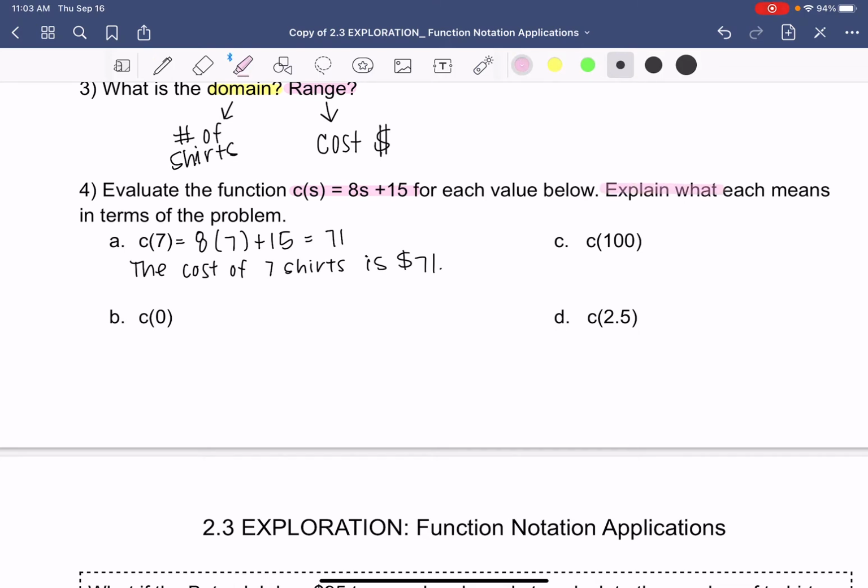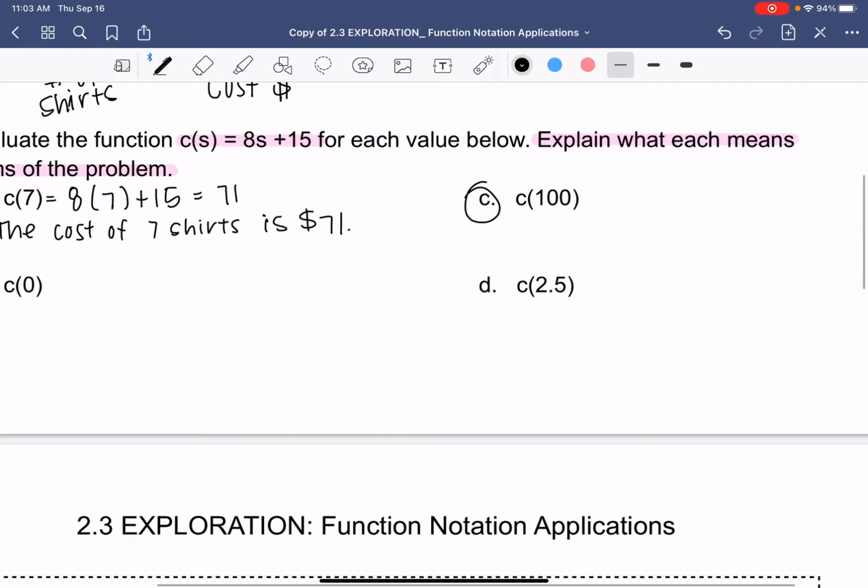I want you to explain what each one of these means in terms of the problem. At the end of every problem, you're going to put the cost of blank shirts equals this or is this. So I want you to try B and C on your own. Pause this video, work those problems out, and then come to the copy of notes and your answer should be there.